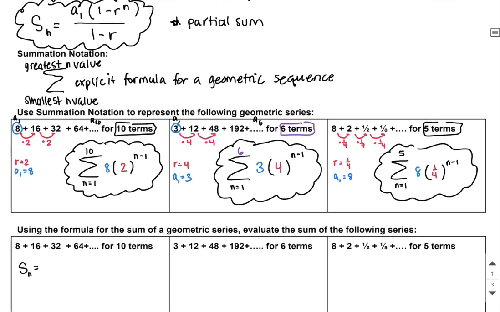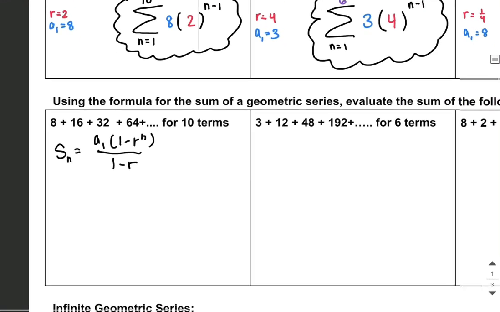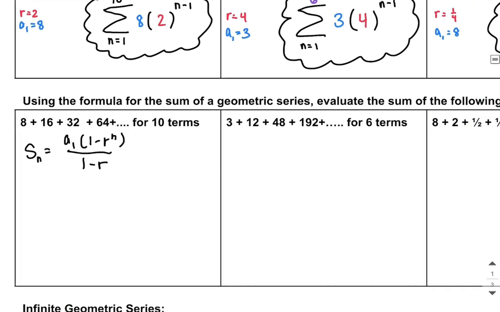So s sub n is equal to the first term times 1 minus r to the nth power all over 1 minus r. And I'm going to plug in all the information that I have. Well, I have it from above. I'm doing s sub 10, so I have 10 terms. So s sub 10, the sum of the first 10 numbers, I'm starting with 8, that's my first number, times 1 minus r, where r is 2, raising that to the 10th power, and then I'm putting that over 1 minus 2.